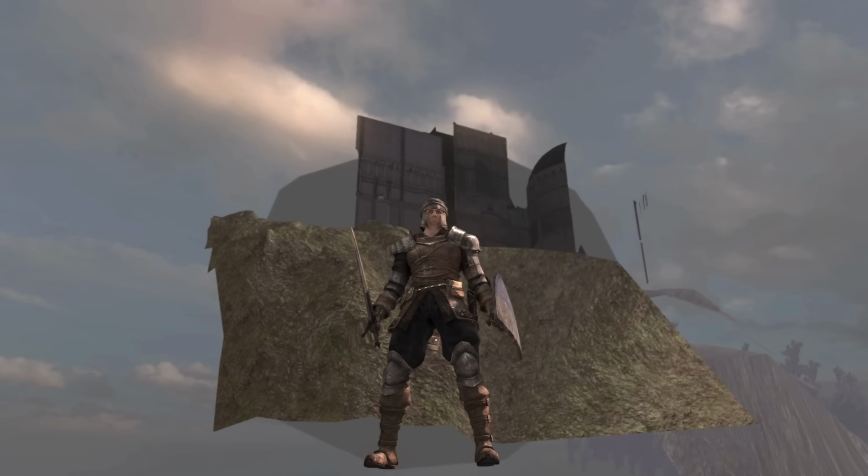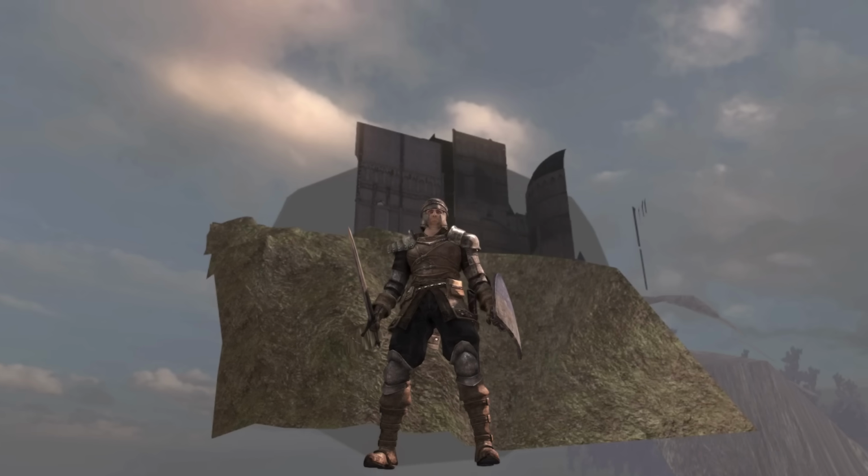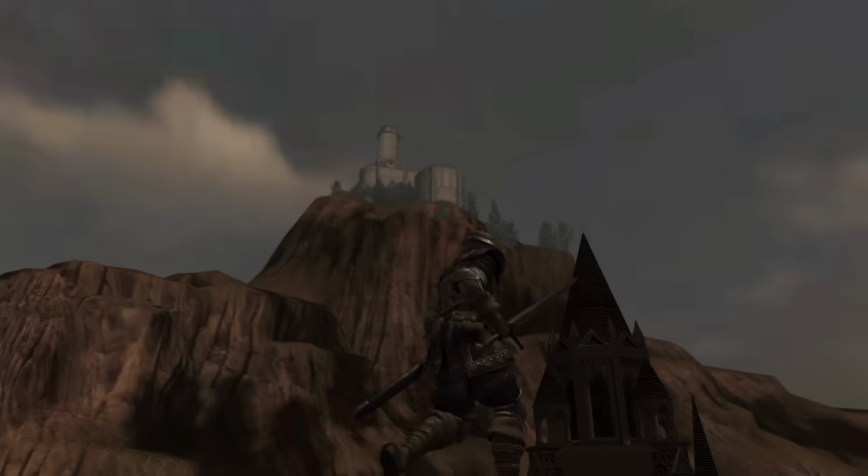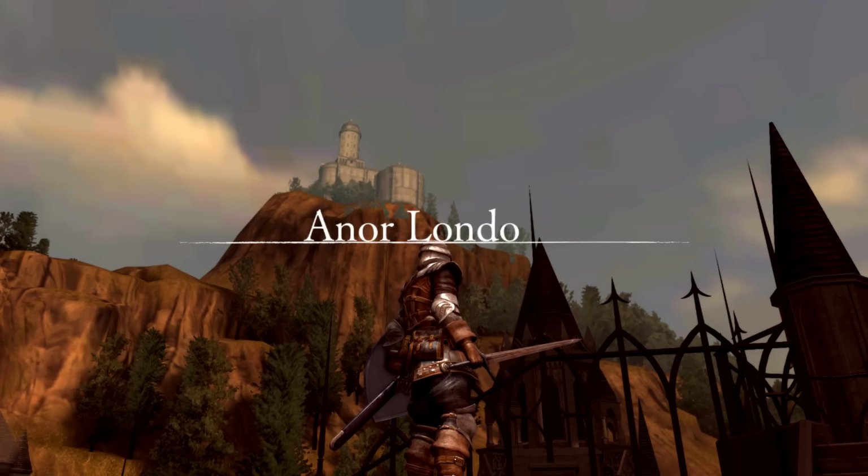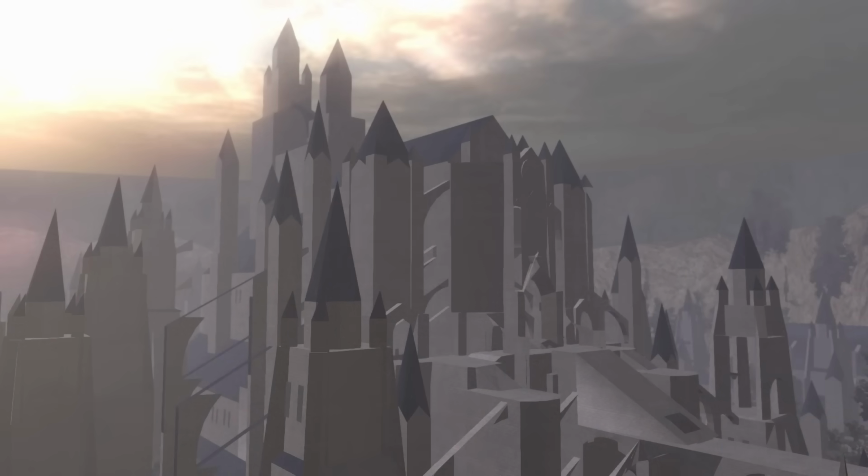We can get the real level to pop back into view, and it again shows us how the Duke's Archives are pushed back from Anor Londo's perspective. Here's a quick tour of the low-poly Anor Londo. It's kind of fun to look at.